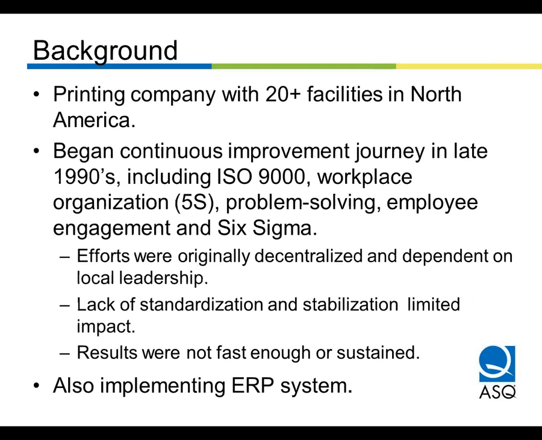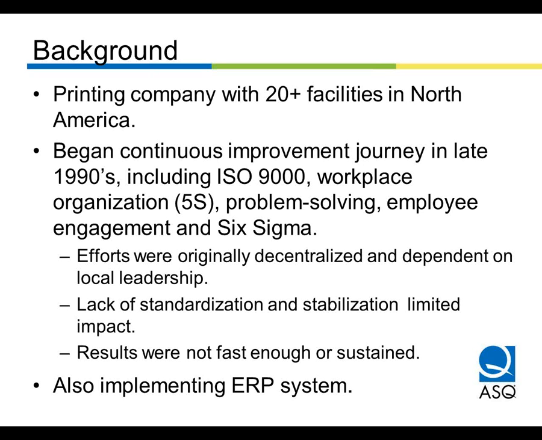It was a printing company with over 20 facilities in North America. They had begun a continuous improvement journey in the late 1990s, which included ISO 9000, some workplace organization using 5S, problem solving using basic quality tools, an employee engagement approach similar to GE's workout, and they'd also begun implementation of Six Sigma. The efforts were originally, however, very decentralized and dependent on local leadership at each facility.